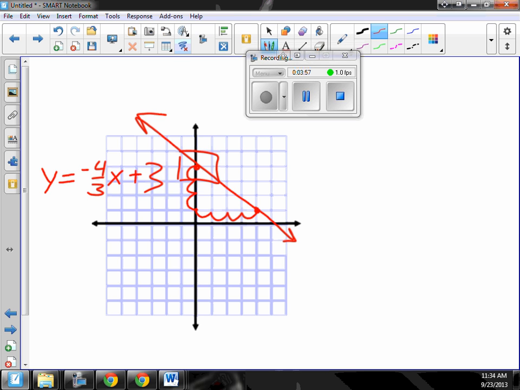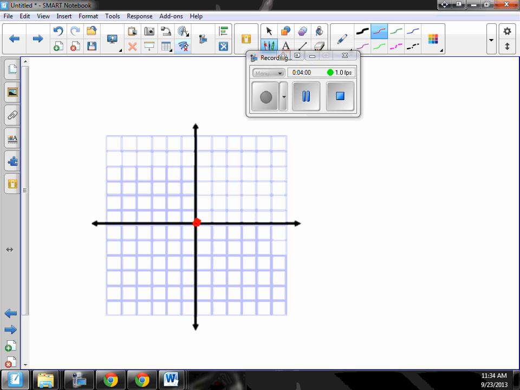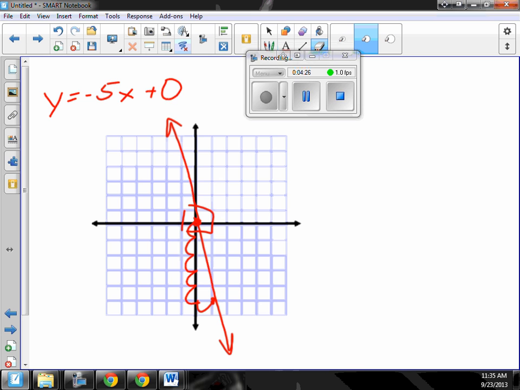If I had another one that went through the origin, and it dropped really steeply. We know it's going to be negative. From here, we go down 1, 2, 3, 4, $5, and it takes us 1 year to get there. So y equals negative 5x, and my original amount is 0. I could write plus 0, but that's not really needed. It's just assumed, so you don't need that. The answer is just negative 5x.